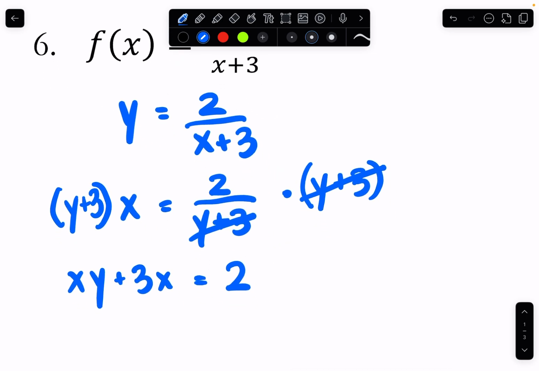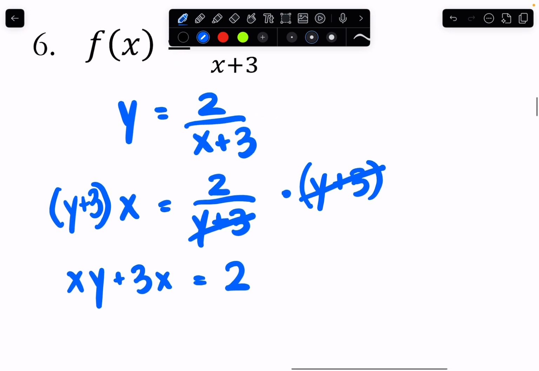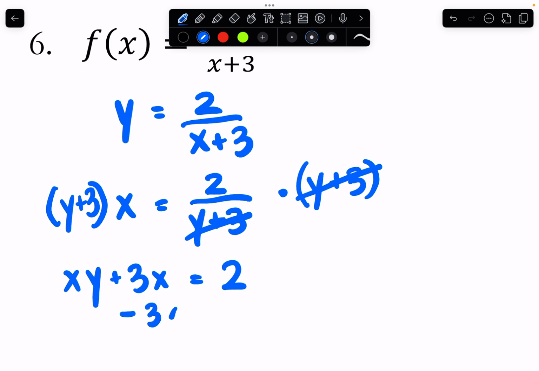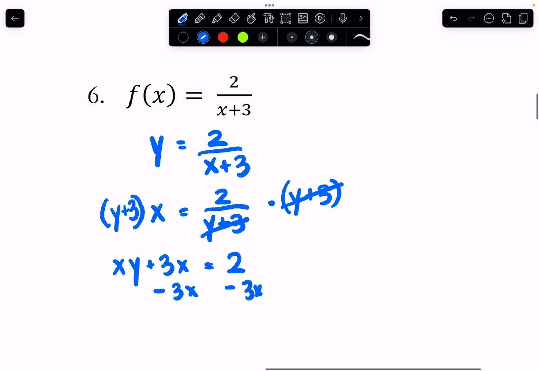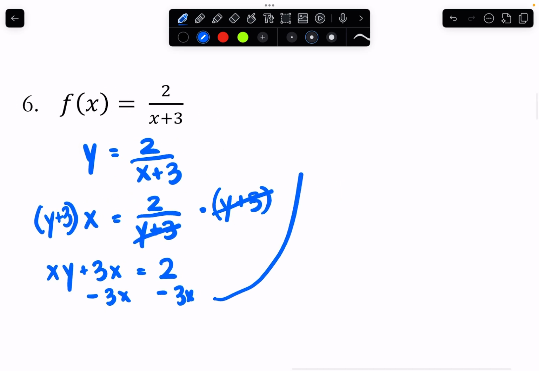All right, so I'm going to have to move the 3x over. So minus the 3x. I'm going to come over here. All right, when I move that 3x, it's going to cancel on the left side, and I will have xy equal to 2 minus 3x.